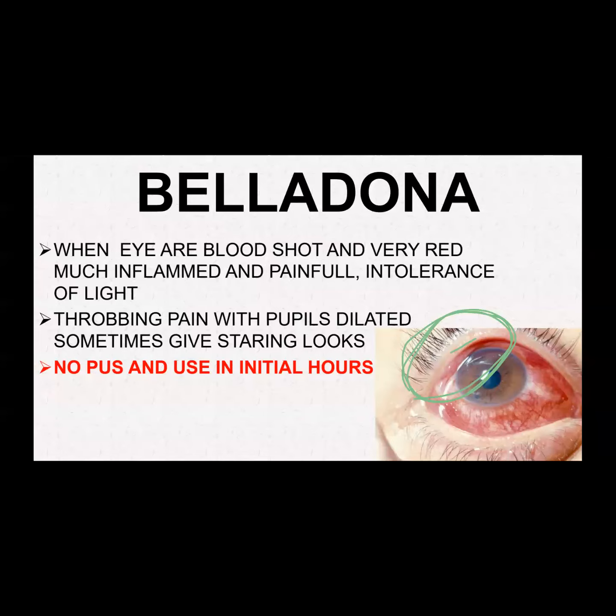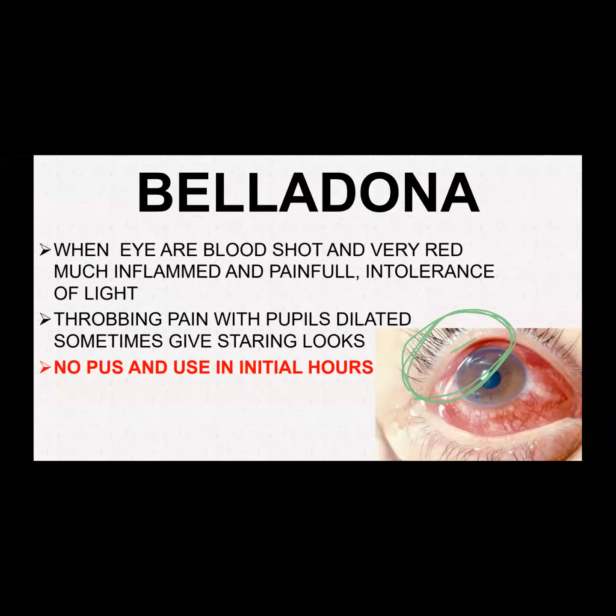It is mostly used in the initial hours. There are excessive red eyes, which are very painful, with throbbing pain. Throbbing pain can also be seen in the head, and there is no pus formation. If you round it all off, the eyes will have a staring look. So the three most important medicines used in the first stage are aconite, then ferrum phos, and then belladonna.